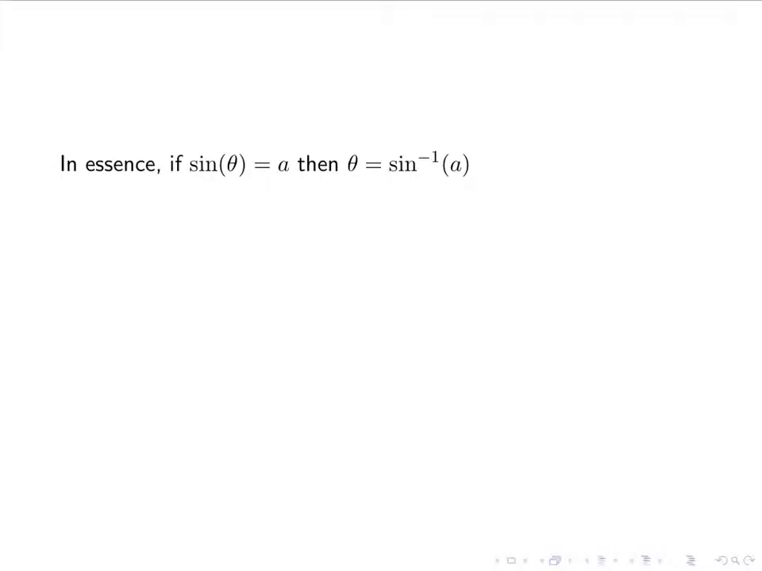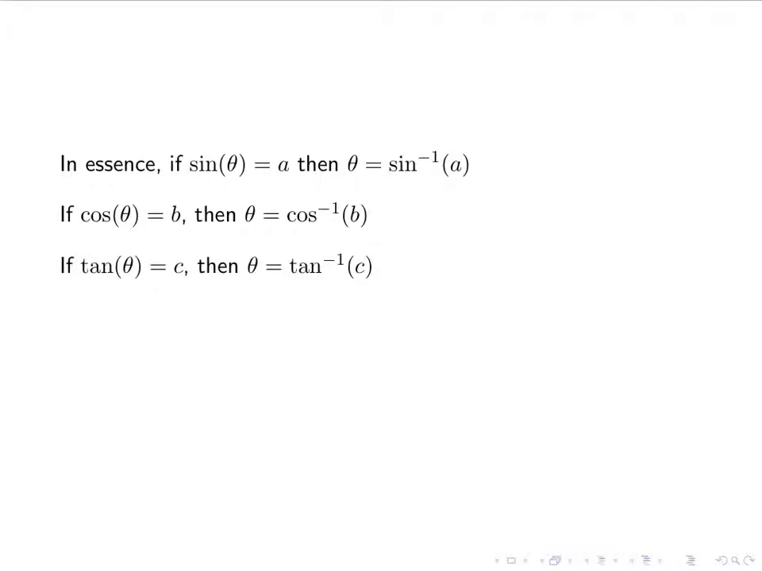So what this is basically saying is that if sine of theta is a, then theta is sine inverse of a. If cosine of theta is b, then theta is cosine inverse of b. And if tangent of theta is c, then theta is tan inverse of c.